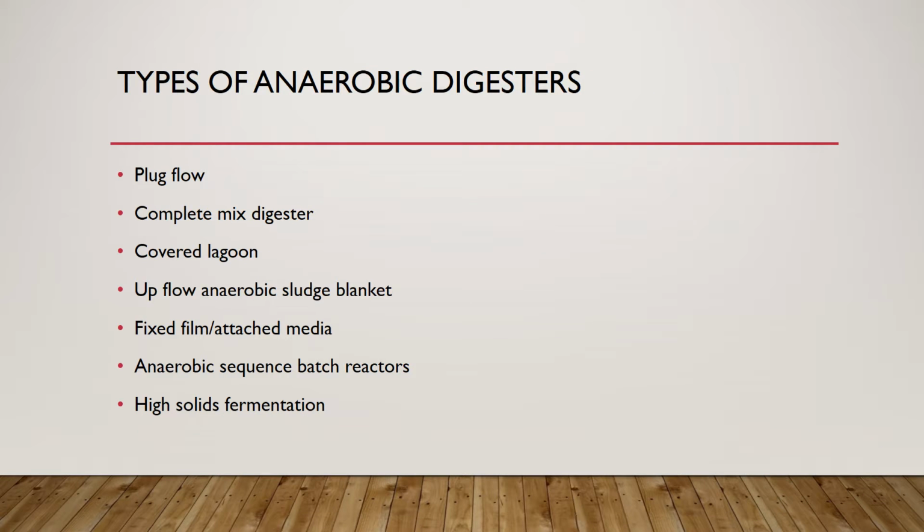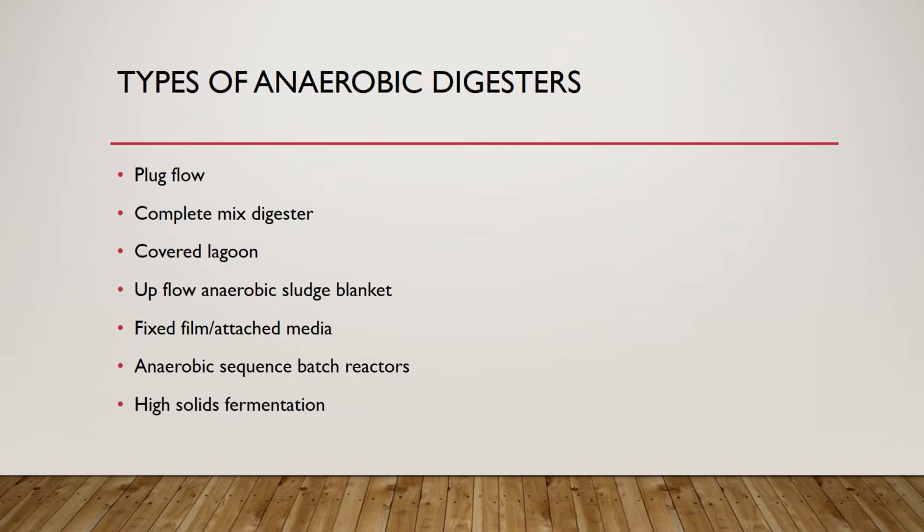The plug flow anaerobic digester is best suited for dairies that handle their manure by scraping. The complete mix digester is best suited for milk center wastewater or manure stored as slurry. The covered lagoon is used for manure handled by flushing and on farms in warmer climates.